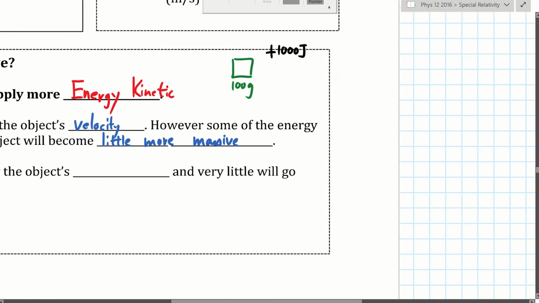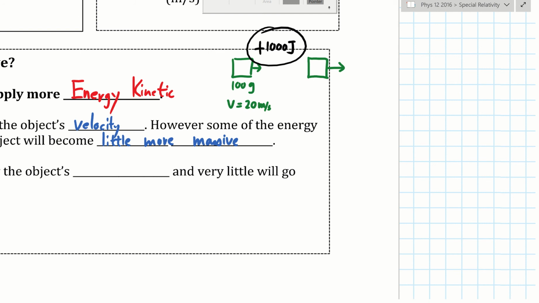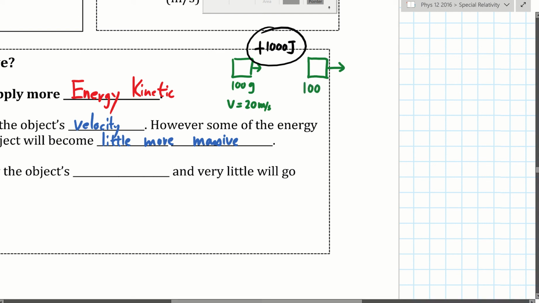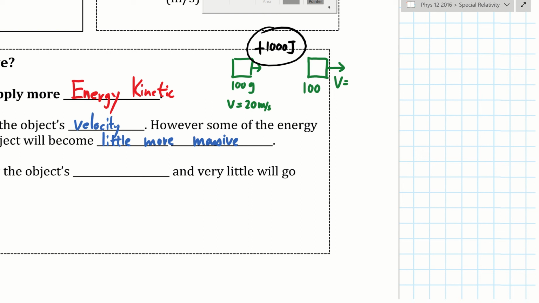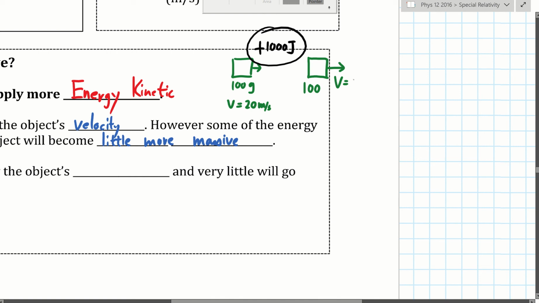For example, in this situation, let's say I have a 100-gram object originally moving at, let's say, 20 meters a second. And then I'm going to add 1,000 joules of kinetic energy into it. What happens is the object is going to pick up speed. So it will be going even faster, right? First of all, let's talk about the speed. The speed of the object is going to be increasing. For example, from 20 meters per second, the speed of the object is now, let's say, 25 meters per second. So there is a significant increase in the speed of the object.